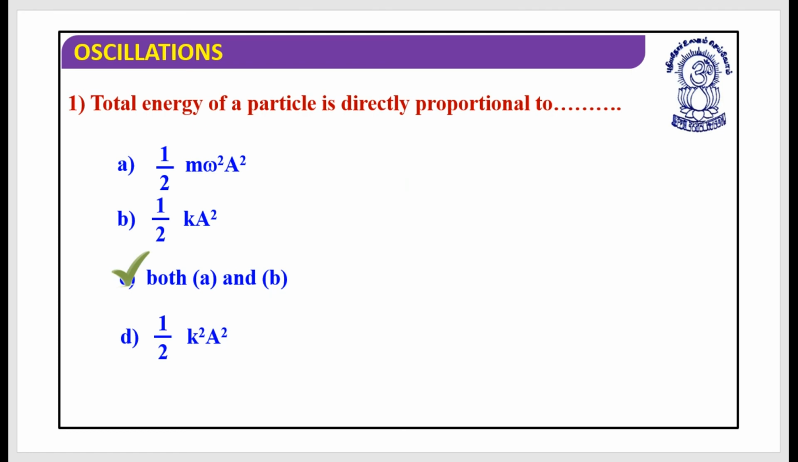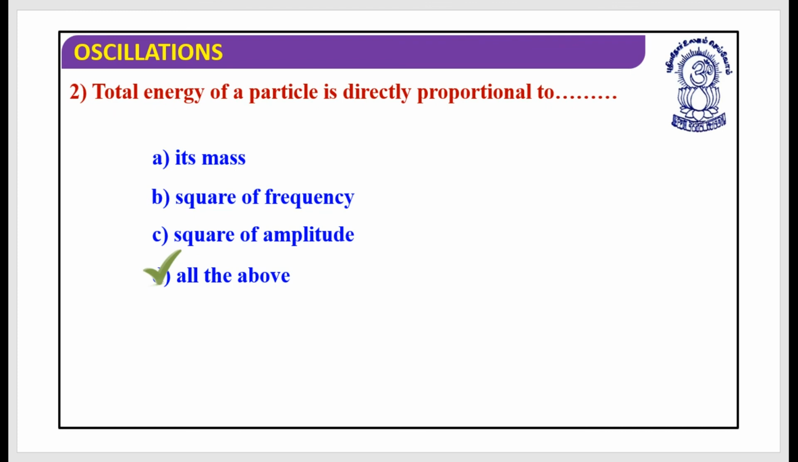The total energy of a particle is directly proportional to, yes, it's half m omega square a square, as well as this is half k a square. Yes, so both a and b would be the correct options.